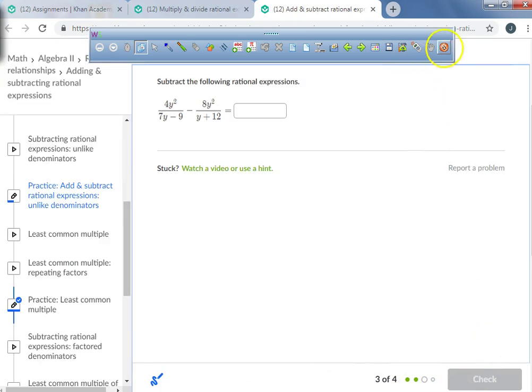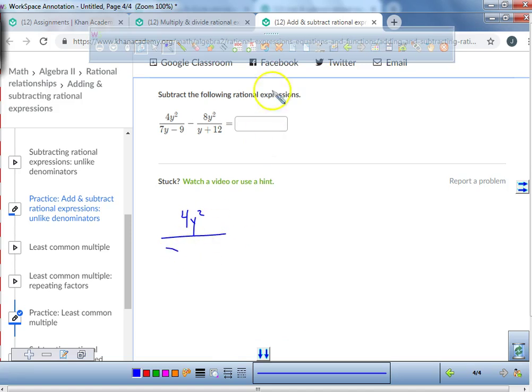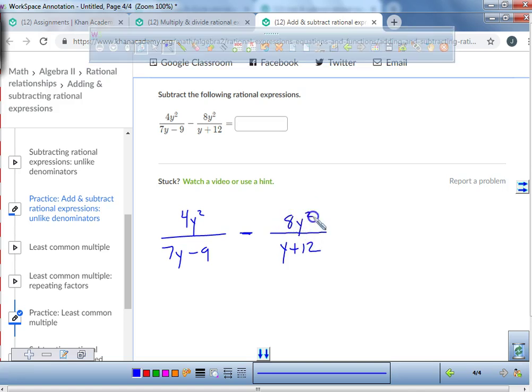Alright, let's just do one more since this is subtraction. This will be our last one that we do. Right here, we're just going to write it: 4y squared over 7y minus 9, minus, it's a little bit trickier because there's a minus sign, y plus 12 over 8y squared.